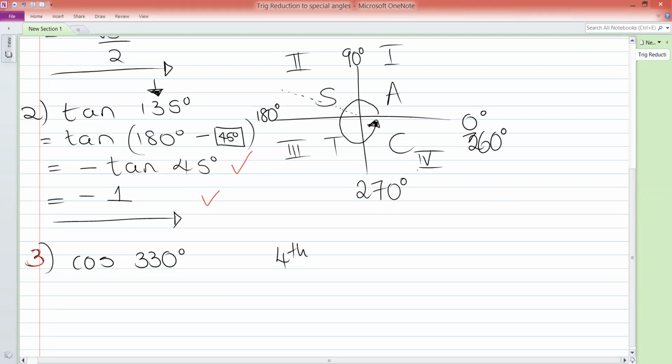If it's in the fourth quadrant, only cos is positive, right? In the fourth quadrant, what we have there is 360 degrees minus something will give us 330. This one is much simpler to see. So 360 minus 30 will give me 330. So that's why I'm going to put the 330 degrees there.